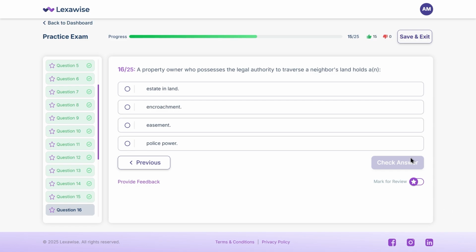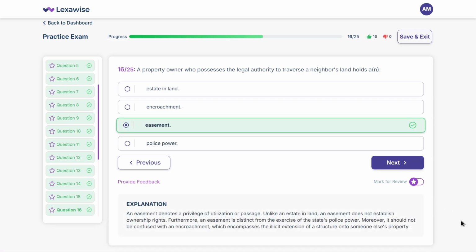It's option C. Easement is the right answer. An easement is a legal right to use another's property for a specific purpose.